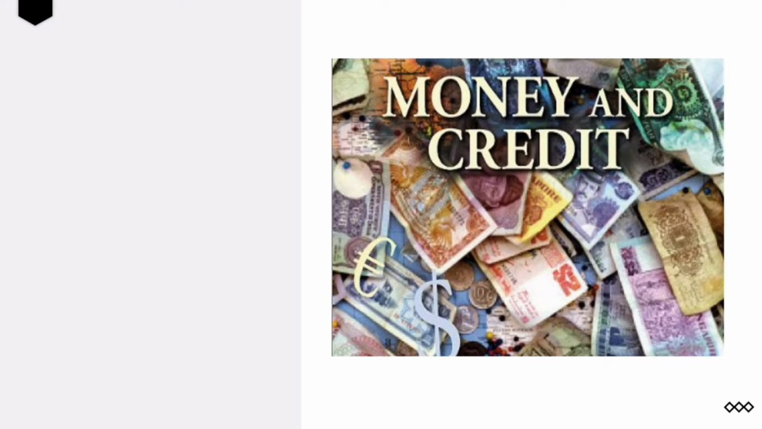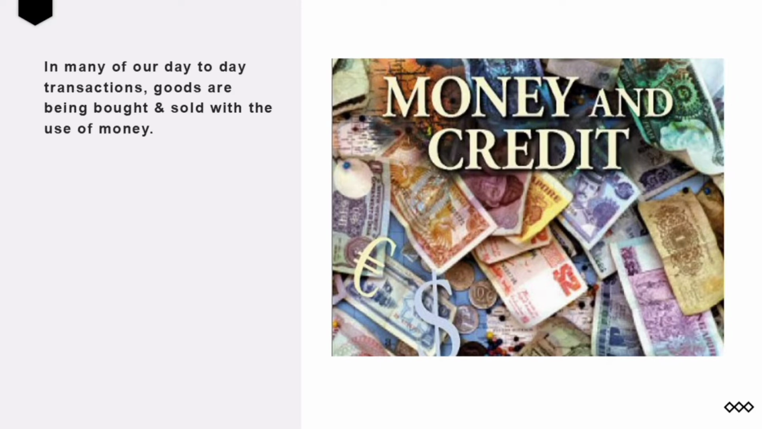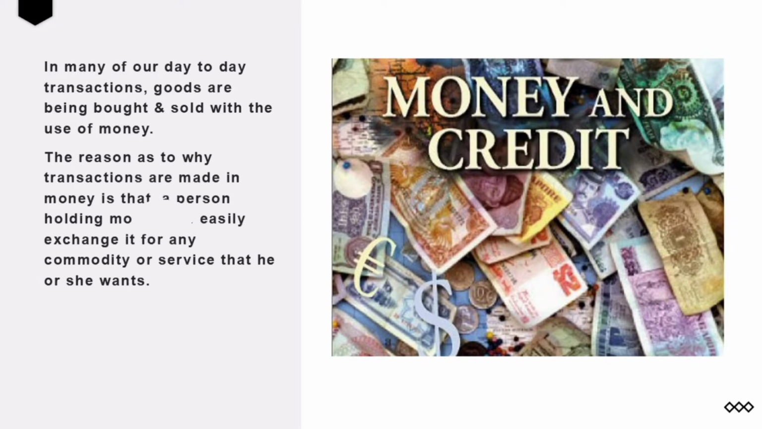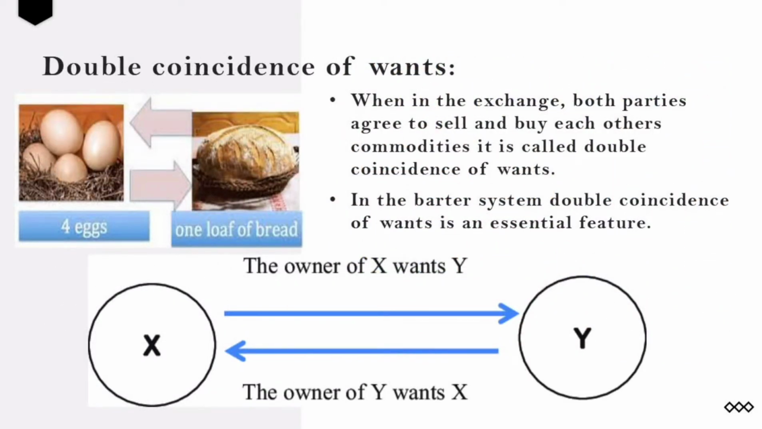So this is just an introduction. We will see the Money and Credit chapter. In many of our day-to-day transactions, goods are being bought and sold with the use of money. The reason transactions are made in money is that a person holding money can easily exchange it for any commodity or service that he or she wants. Here you will see the summary of the chapter. So with money we can buy and sell anything.